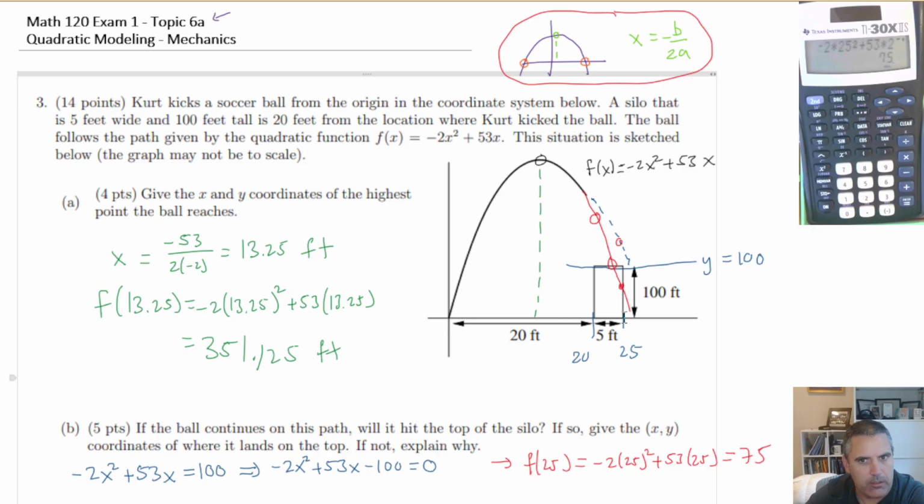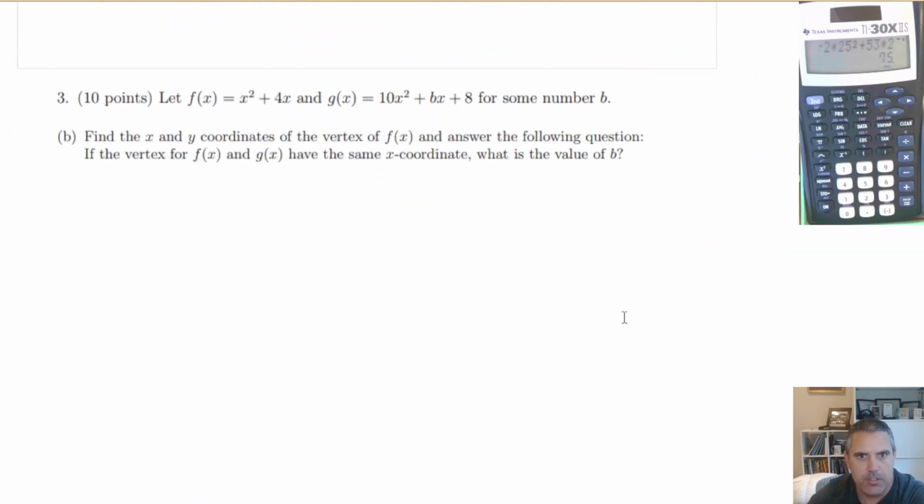Let's do some more mechanical problems. Here's another one from my practice sheet. This is purely mechanical. This was part B of a question. Part A had to do with something else. But it says, assume you have two parabolas here. Find the x and y coordinates of the vertex of F.